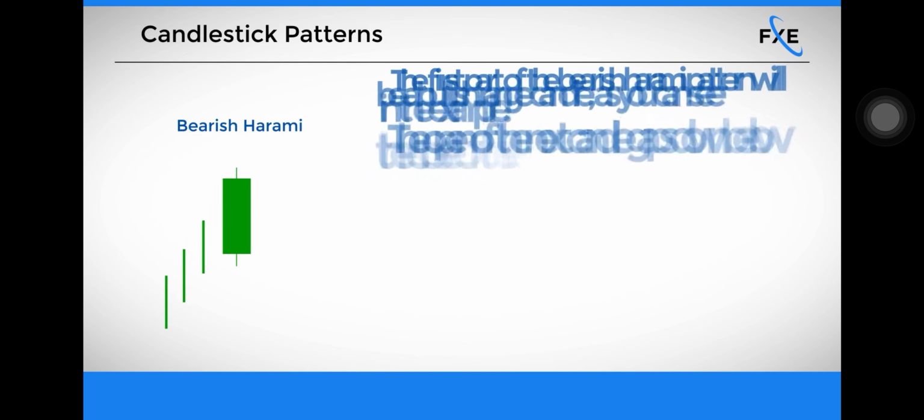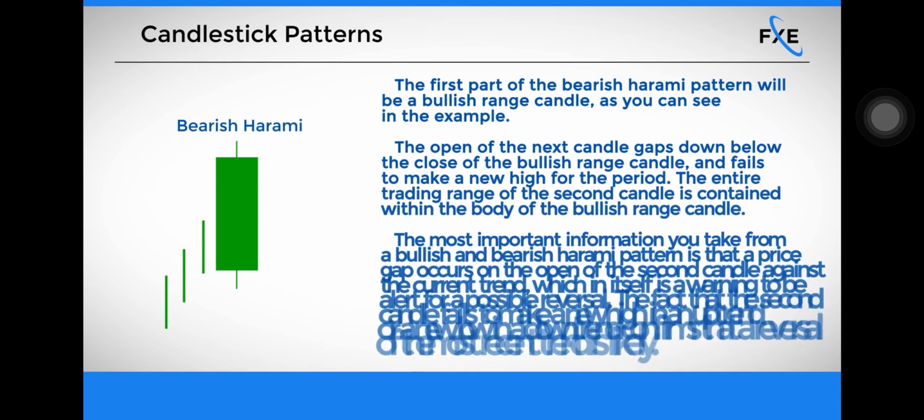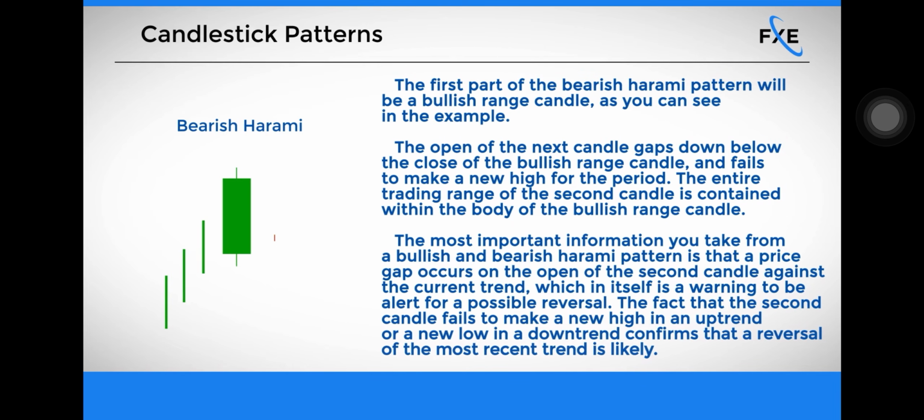The first part of a bearish Harami pattern will be a bullish range candle, as you can see in the example on the screen. The open of the next candle gaps down below the close of the bullish range candle and fails to make a new high for the period. The entire trading range of the second candle is contained within the body of the bullish range candle.